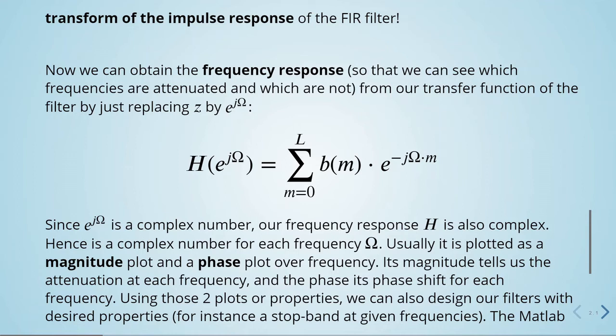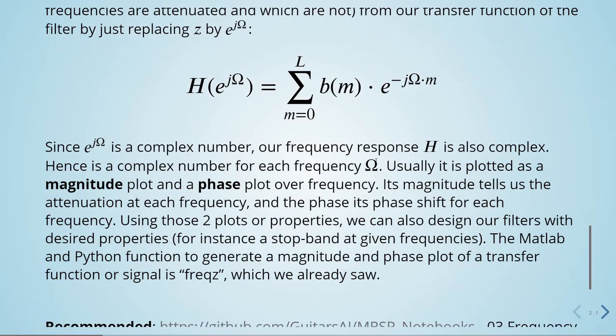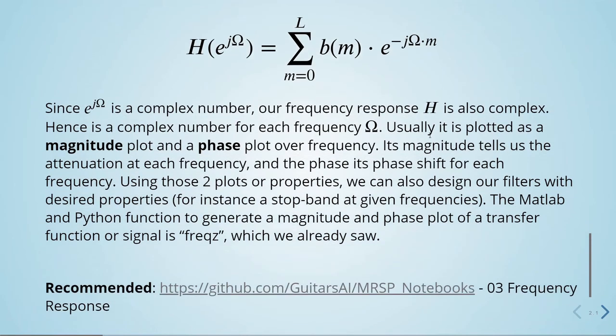Hence it is a complex number for each frequency capital omega. Usually it is plotted as a magnitude plot and a phase plot over frequency. Its magnitude tells us the attenuation at each frequency, and its phase tells us the phase shift for each frequency. Using these two plots or properties, we can design our filters with desired properties.